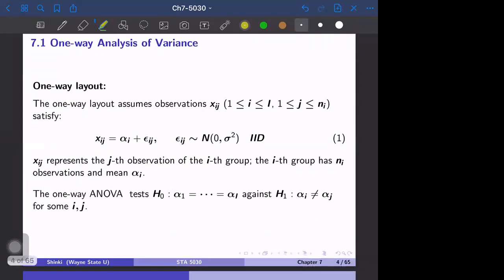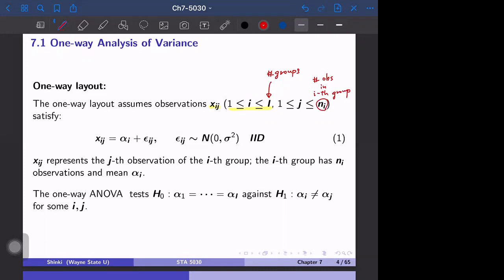The one-way layout assumes that the observations x sub ij, where i is from 1 to L, L being the number of groups. I mean the number of groups, the number of subsets, not really a group in the algebraic sense. And j is from 1 to n_i, where n_i is the number of observations in the ith group.